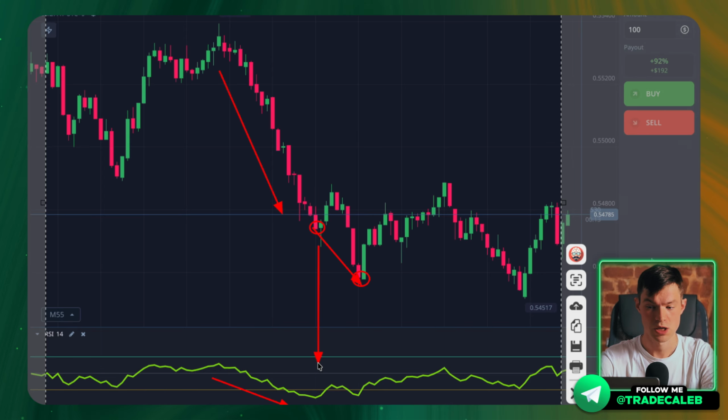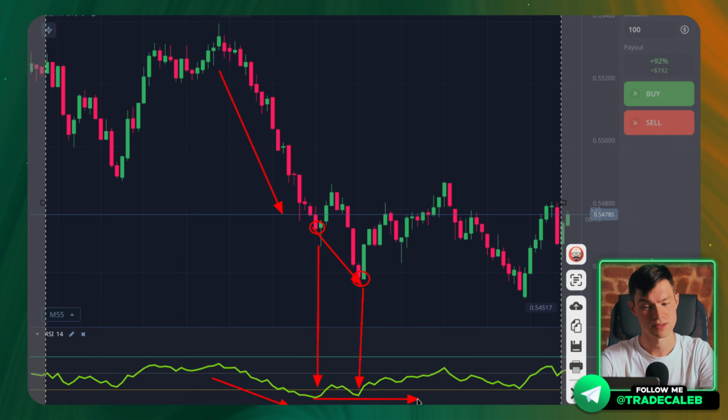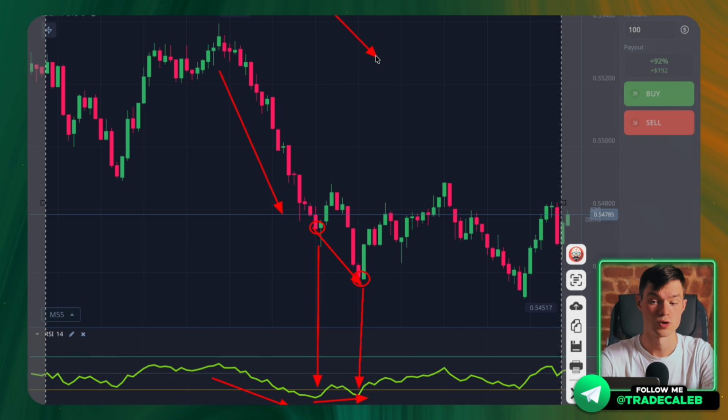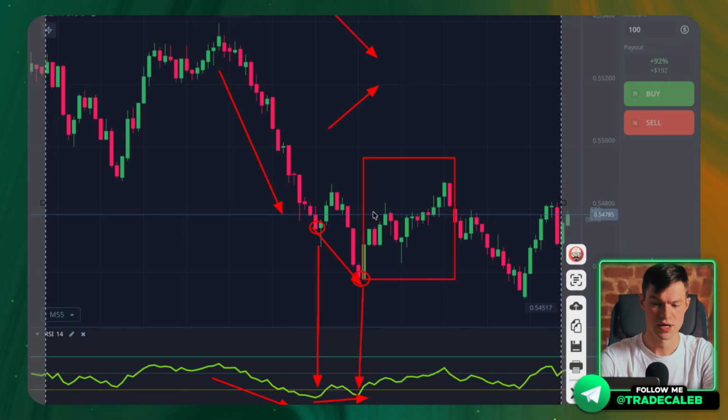at this moment, we'll see that the RSI has not updated its minimum. Instead, it has increased from that point. Thus, when the price drops and the indicator rises, this is called a divergence. In the end, the price will always move in the direction indicated by our indicator. Since the indicator is rising, we will trade in these moments for an upward movement.